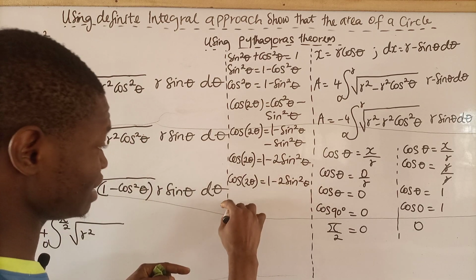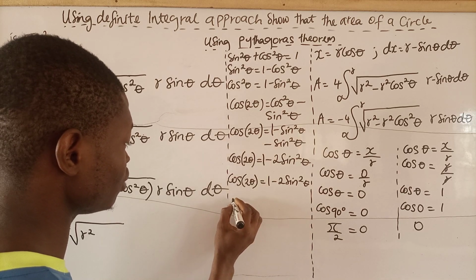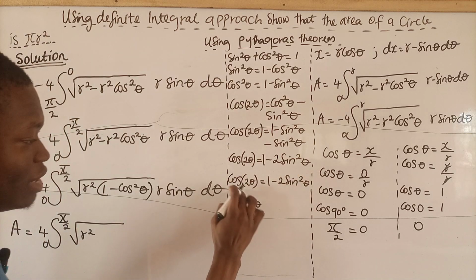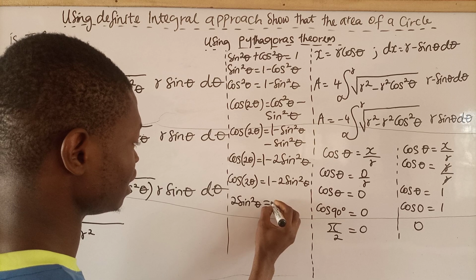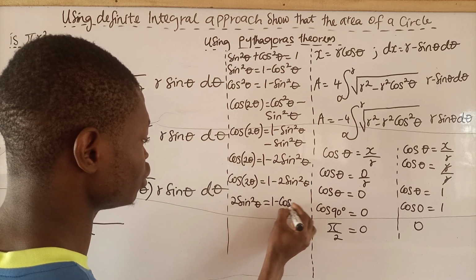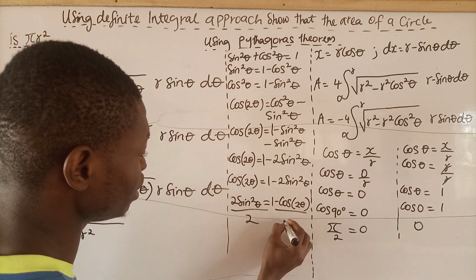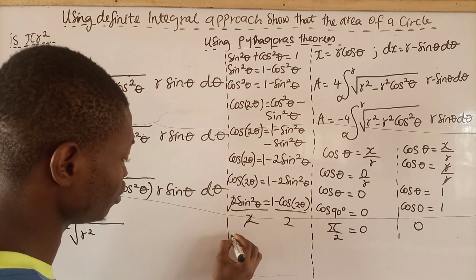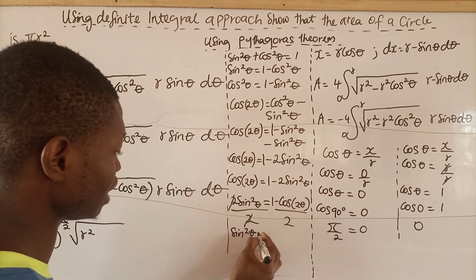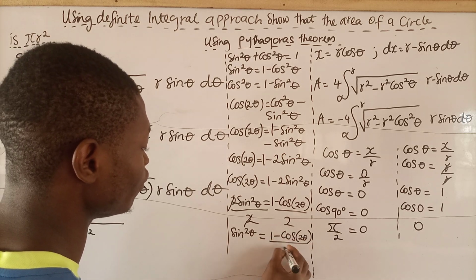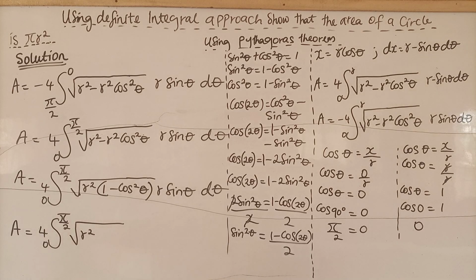So this one will come over this side, this one will go to the other side. So we are going to have positive 2 sine squared theta, that's if this one comes over this side. This one will come over the other side, so we are going to have 1 minus cos 2 theta. So when we divide both sides by 2 to make sine squared theta the subject of the formula, we are going to have sine squared theta is equal to 1 minus cos 2 theta all over 2. So these are the important identities we are going to prove to help us solve this effectively.